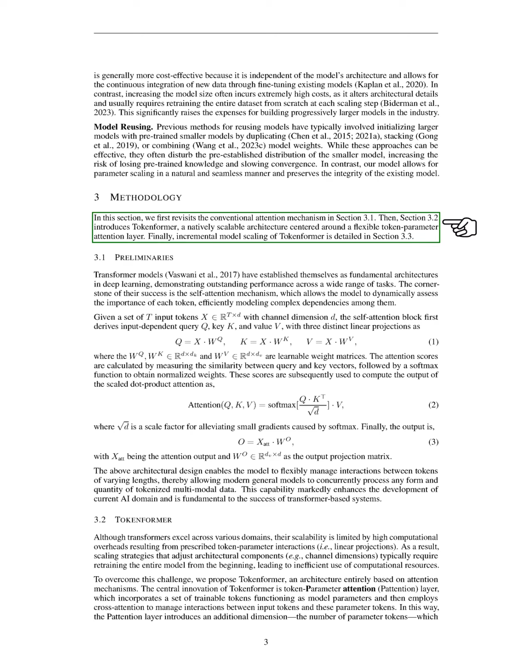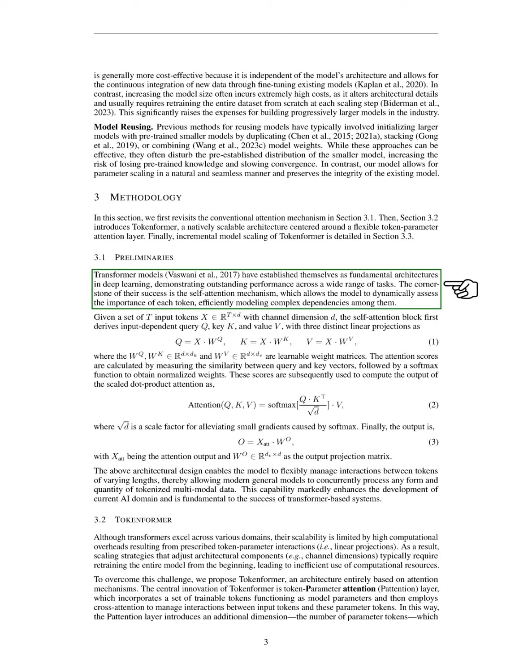Section: Preliminaries. In this section, we discuss the foundational aspects of transformer models, which have become essential in deep learning due to their impressive performance across various tasks. The key to their success lies in the self-attention mechanism, enabling the model to evaluate the significance of each token and effectively capture complex relationships among them.